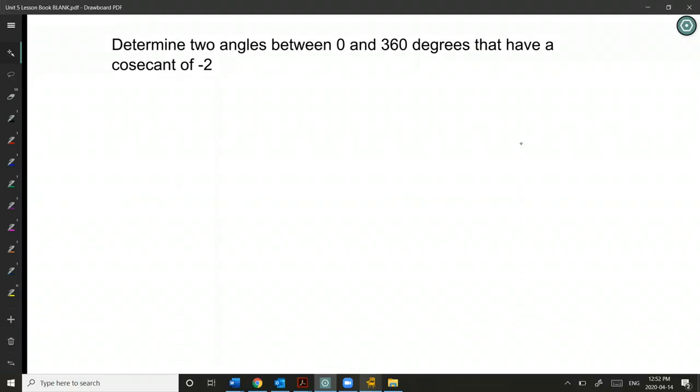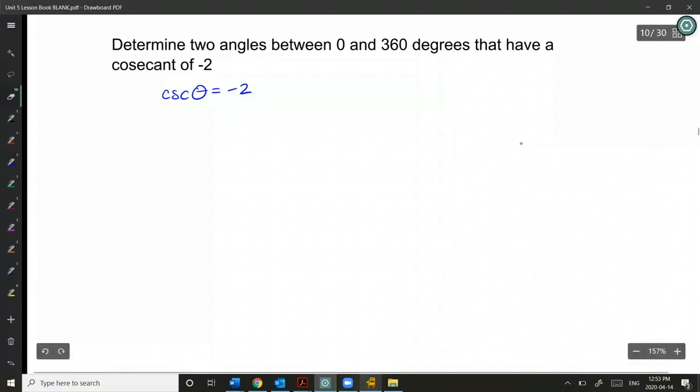Okay, and last question for today, determine two angles between 0 and 360 that have a cosecant of -2. So this is basically what we did above, just asked in a bit of a different way. So if I know cosecant is equal to -2, think of this as -2/1. We know any regular number just has a denominator of 1. And that means that sine of theta is actually equal to -1/2.